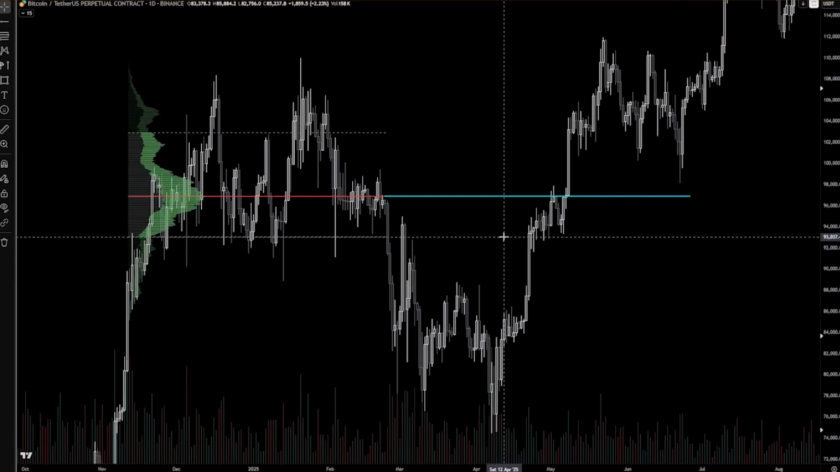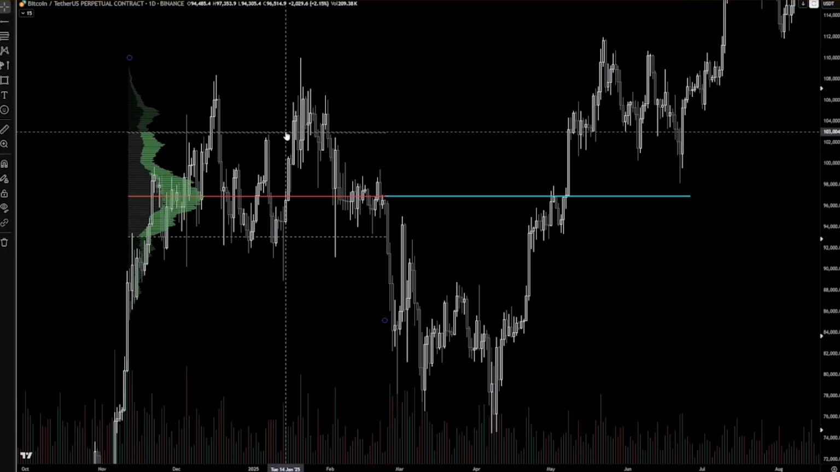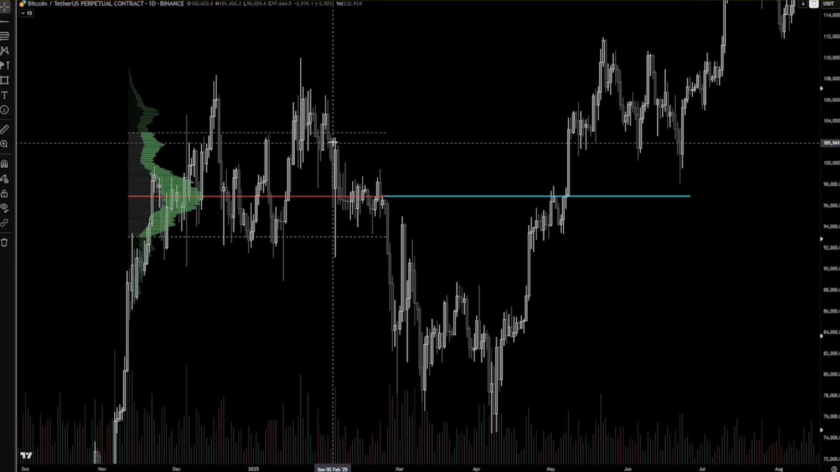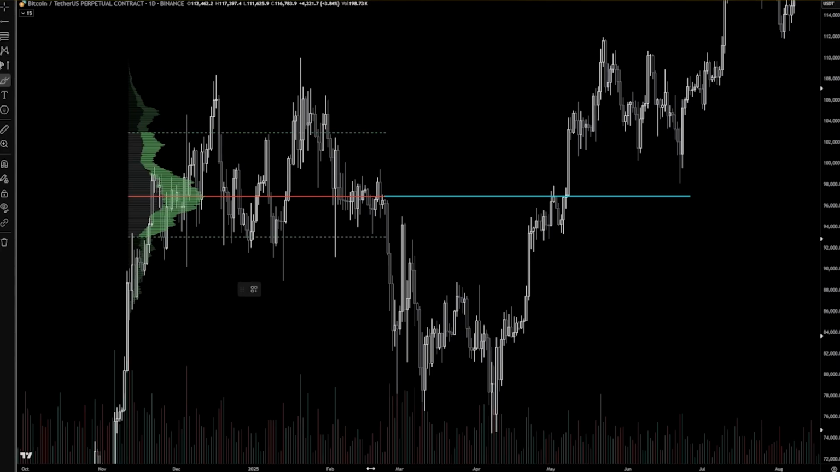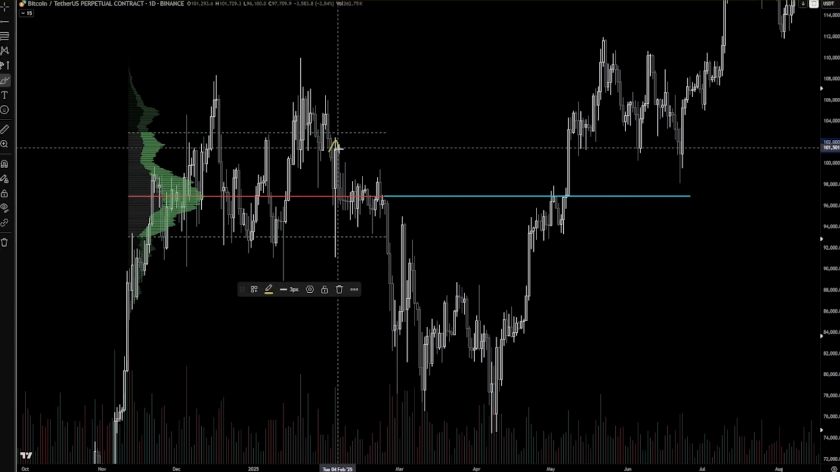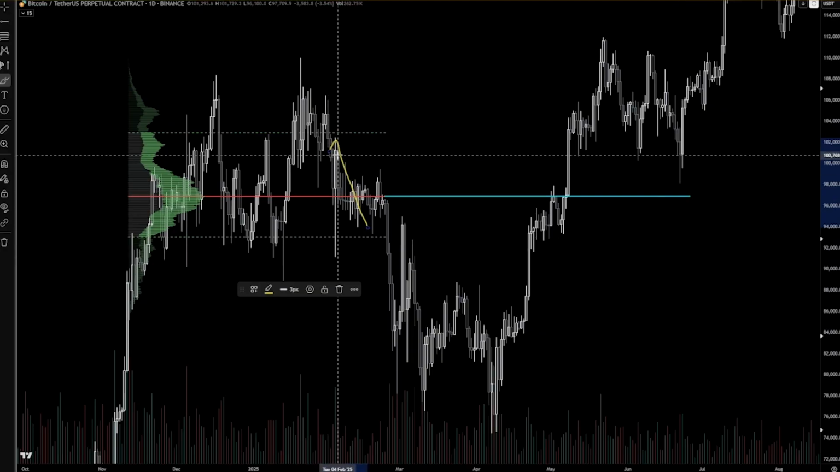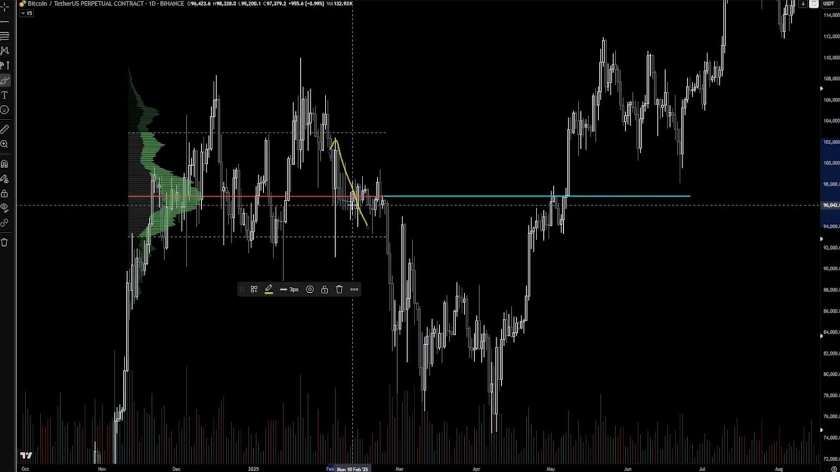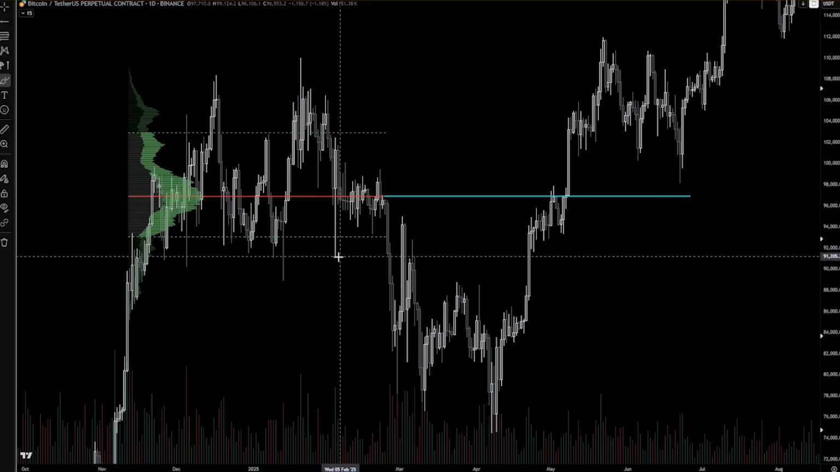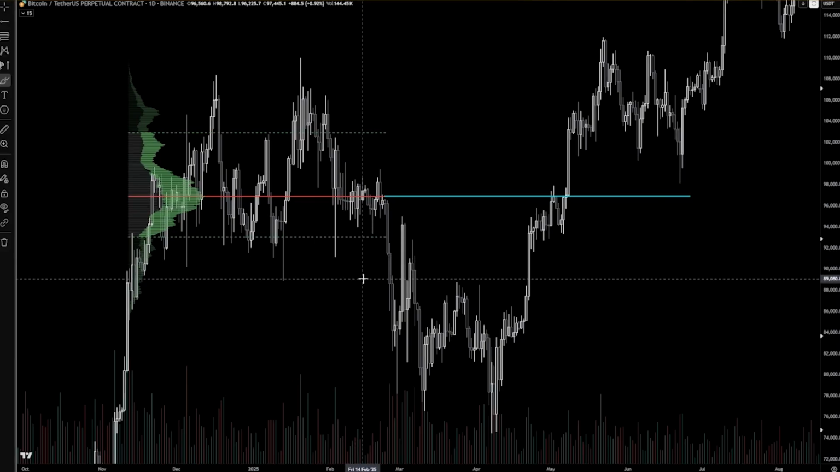There's your value area low, value area high. Come back inside, retest, and rotate back down to value area low. And it actually wicked through and held it, which kind of threw a lot of people off, but that was a really good day for some people. I know a few people that caught it.